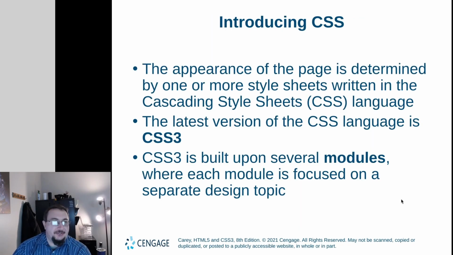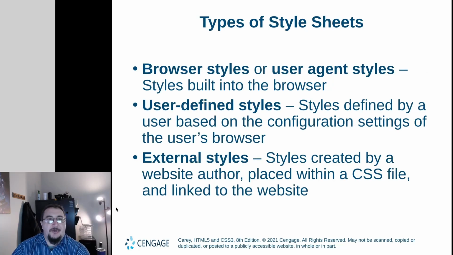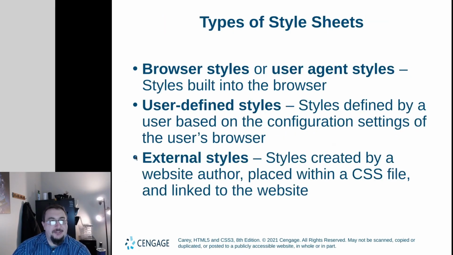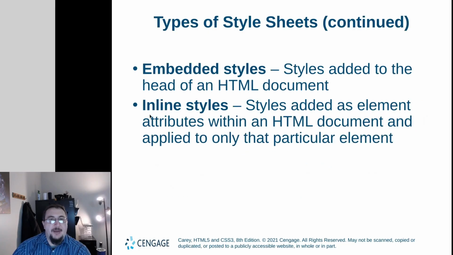CSS, cascading style sheets. Latest version CSS3. Like HTML5, this is also a living document, and things get added every once in a while to the spec. Types of styles: you have browser styles and user agent styles, user-defined styles, and external styles. You also have embedded styles and inline styles. The three that you'll be using the most are your external style sheets, embedded style sheets, and inline style sheets.